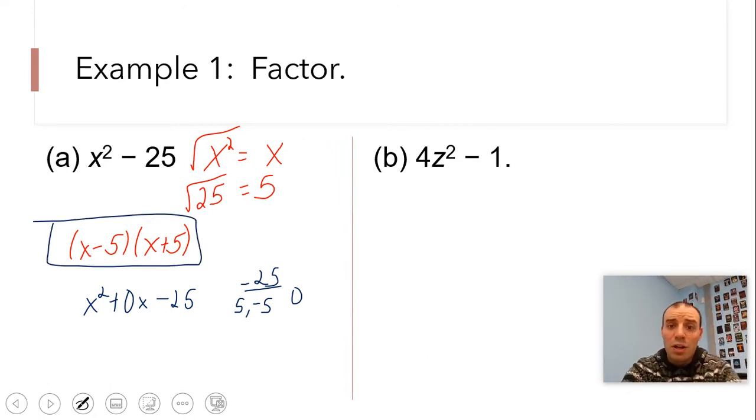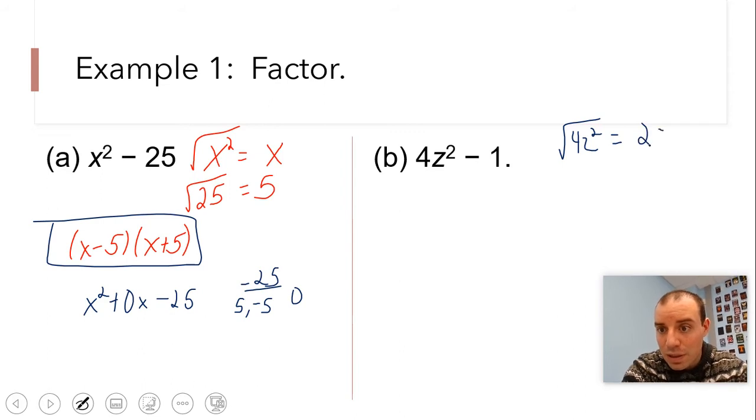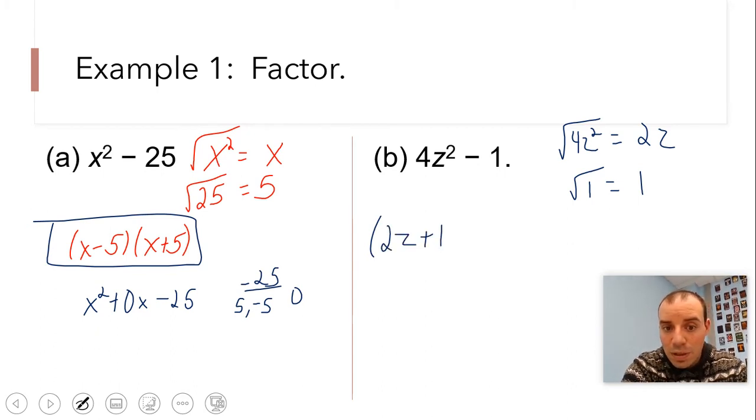Now, same idea here. Notice that 4 is a perfect square. 1 is a perfect square. It's the difference of perfect squares here. So if I take the square root of 4z squared, that's going to be 2z, because the square root of 4 is 2, and the square root of z squared is z. And the square root of 1 is just equal to 1. So this is going to factor to 2z plus 1 times 2z minus 1. Doesn't matter the order that you write your two factors in.